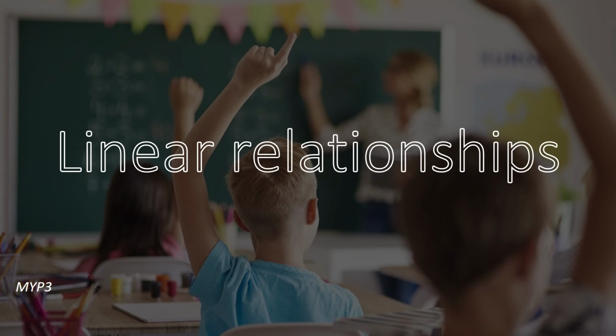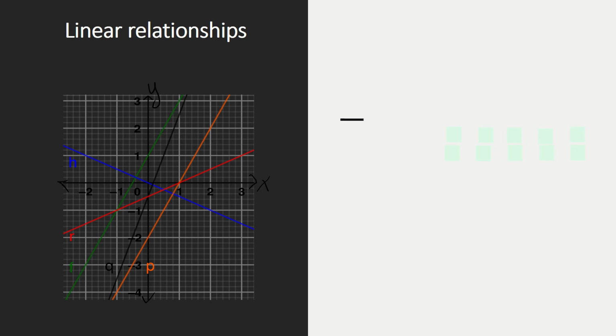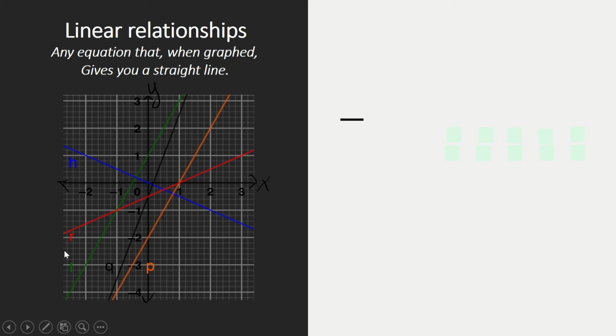Everyone! In this video you will learn what linear relationships are. So first of all, a linear relationship is any equation that when graphed gives you a straight line. So over here are some examples given. So all these three straight lines are called linear relationships. So let's have a look at an example.